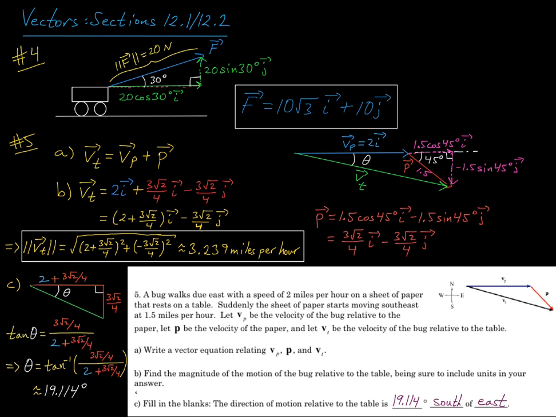Okay, so to fill in the blank here, we're going to say the direction of motion relative to the table, that's referencing Vt here, is 19.114 degrees, that's this angle theta, south of due east. Remember, the direction of the blue vector is due east, and so we're rotating 19.114 degrees south of due east to find the direction of this green vector Vt.